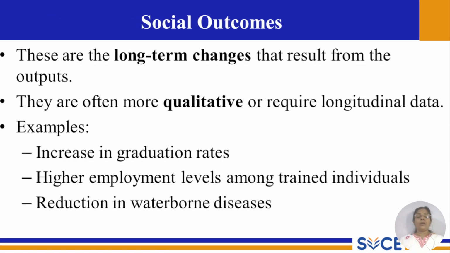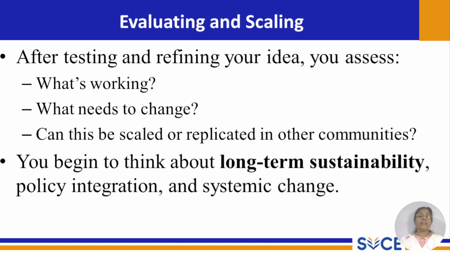Next one is social outcomes. So, what is a social outcome? These are the long-term changes that result from the outputs. They are more often qualitative or require longitudinal data. Examples: increase in graduation rates, higher employment levels among trained individuals, reduction in waterborne diseases.